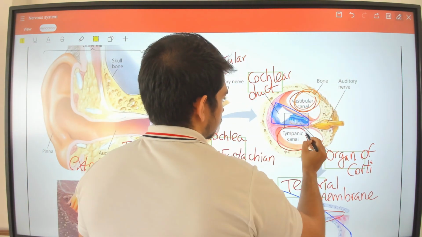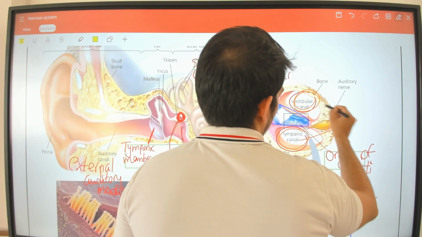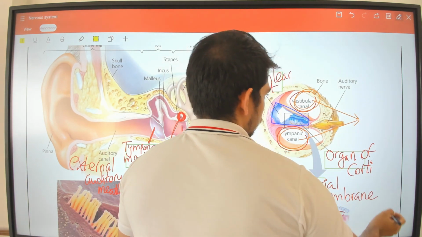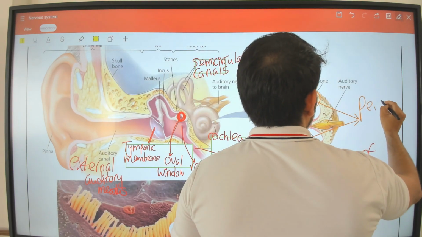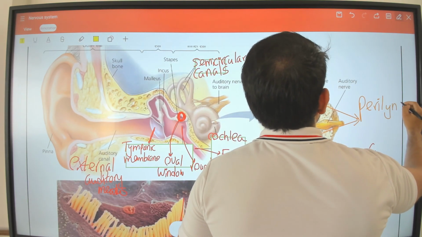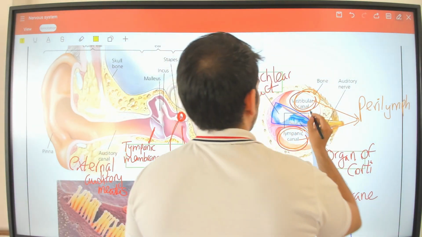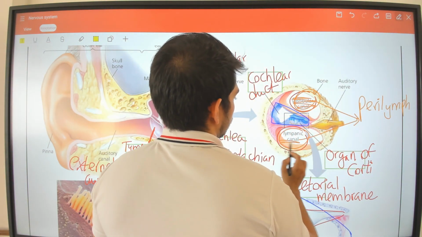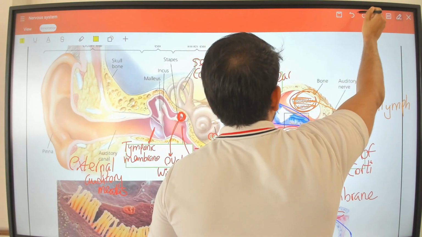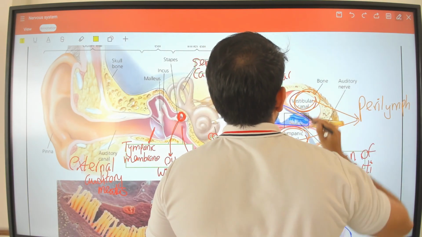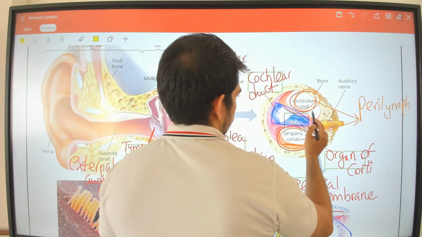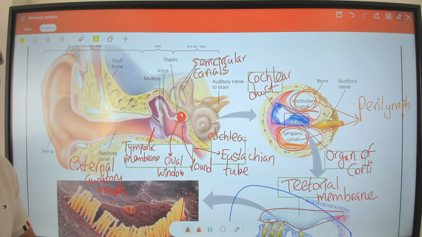These two canals, the vestibular canal and the tympanic canal, are both filled with a fluid called perilymph. Right? The tympanic and the vestibular canals are filled with a fluid called perilymph.